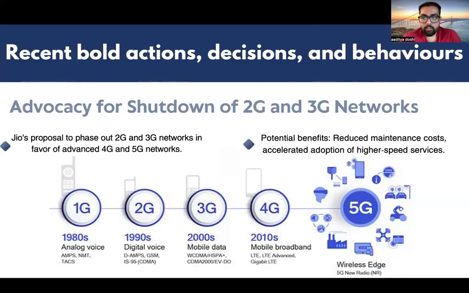Recent bold actions, decisions, and behaviors. This is an example where Jio decided to shut down its 2G and 3G network due to several reasons, like low usage and to improve the quality of the new network, that is 5G.